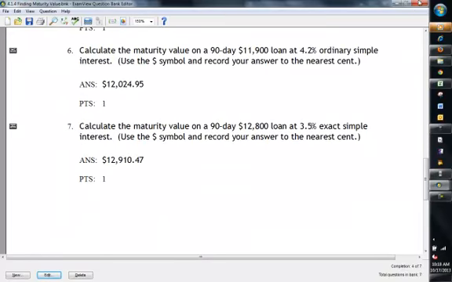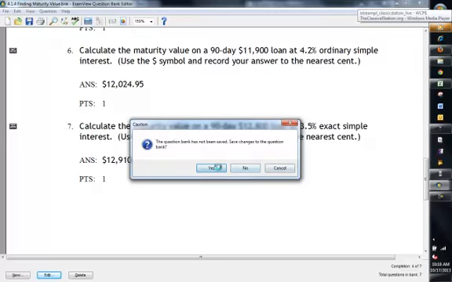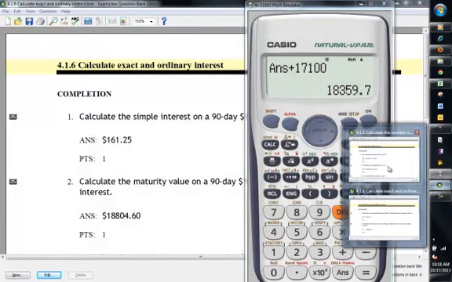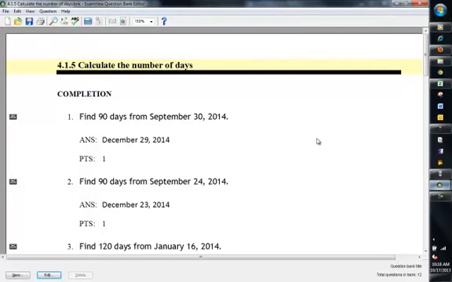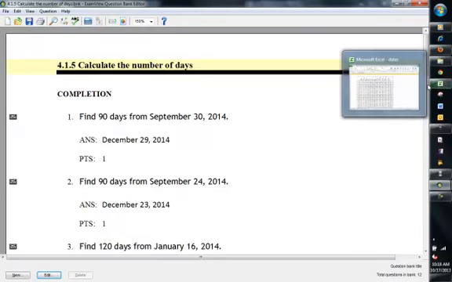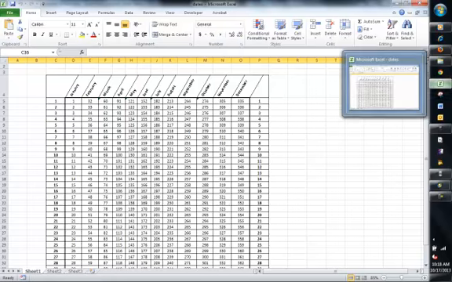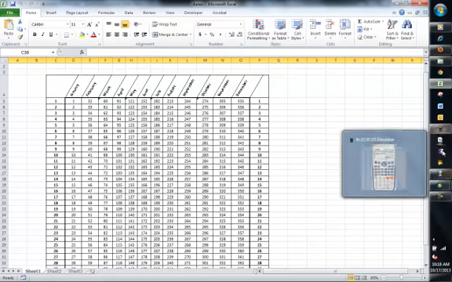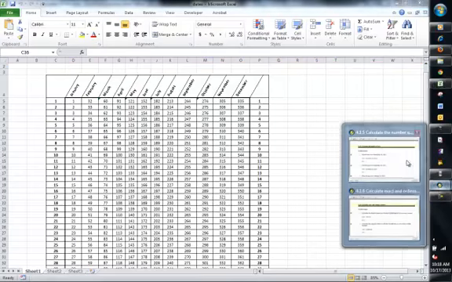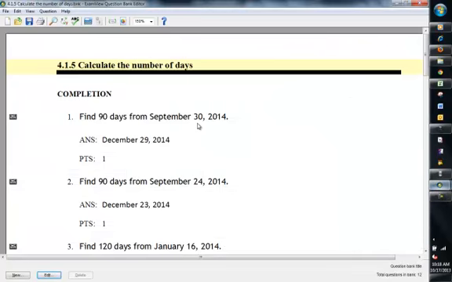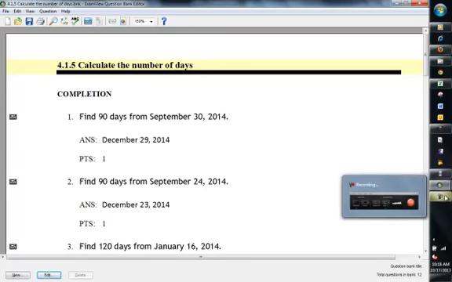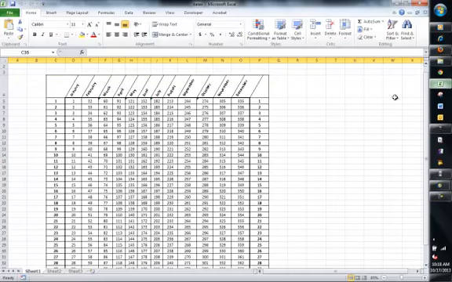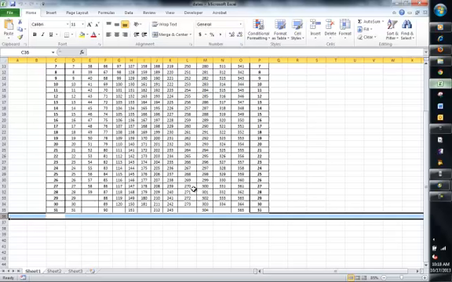Okay, next. 4.1.5, calculate the number of days. Now you should use the date chart that's in your book. I've got it copied here in Excel. So let's do this first problem, which says to find the date 90 days from September 30th. So we go to the date chart. September 30th is day 273.